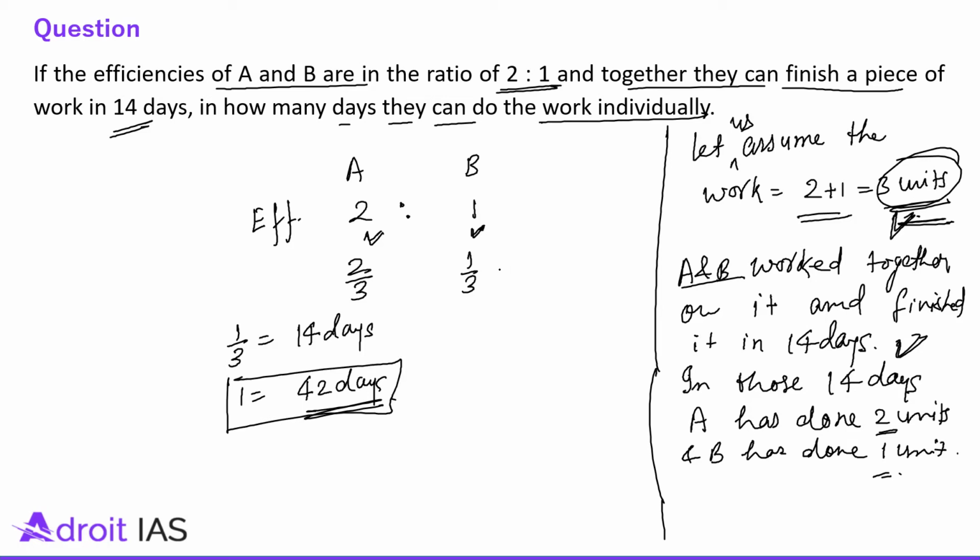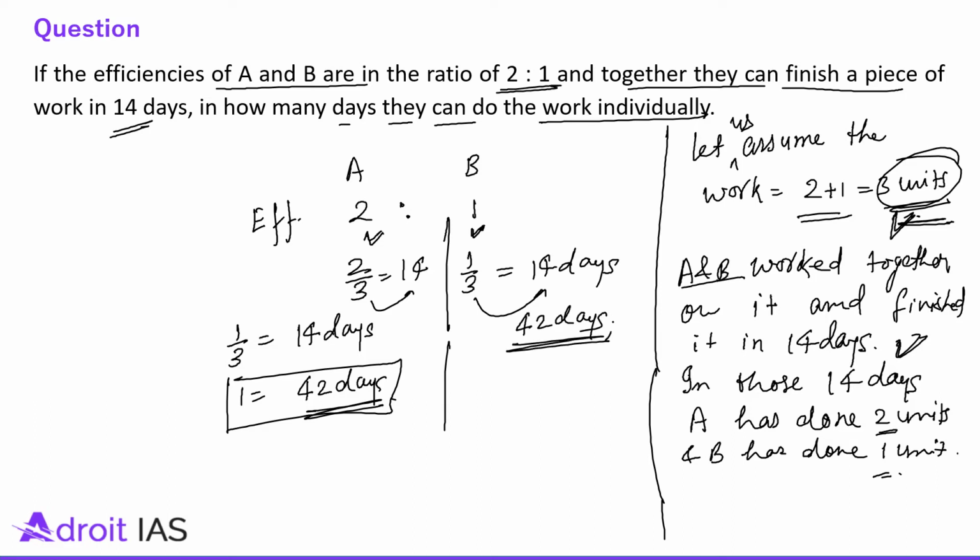Why? Because both are working for 14 days, right? So in 14 days, B is finishing 1/3 of the work, and in 14 days, B is finishing 2/3 of the work, right? So it means for the total work, B is taking 42 days, right?